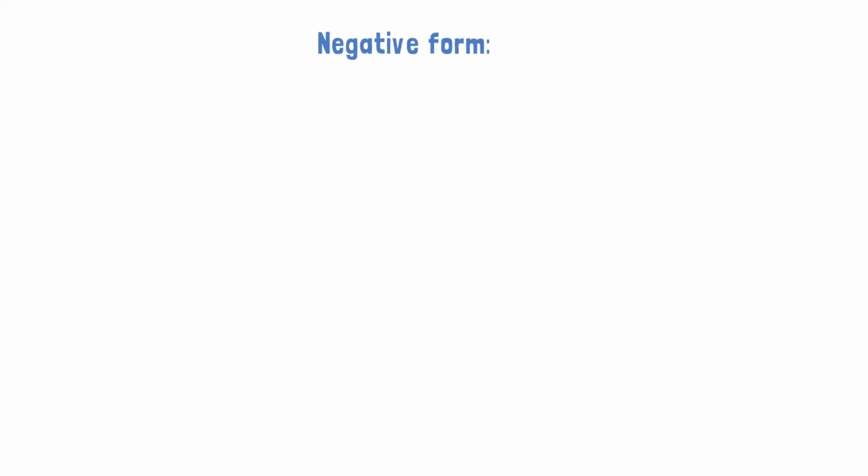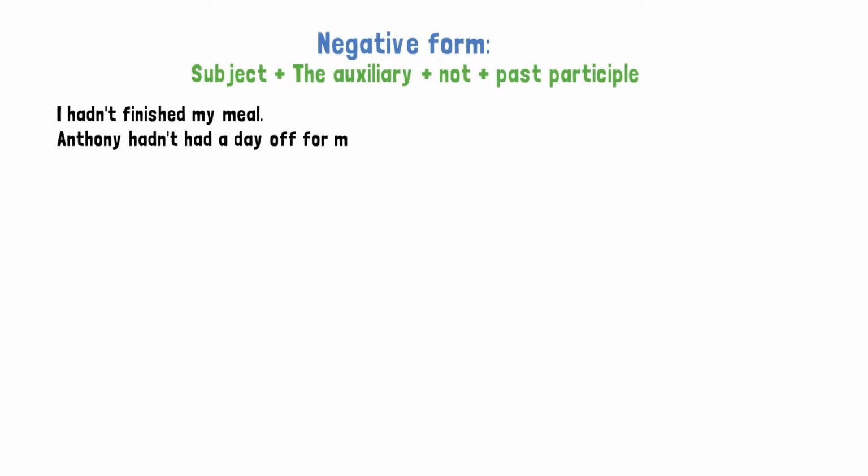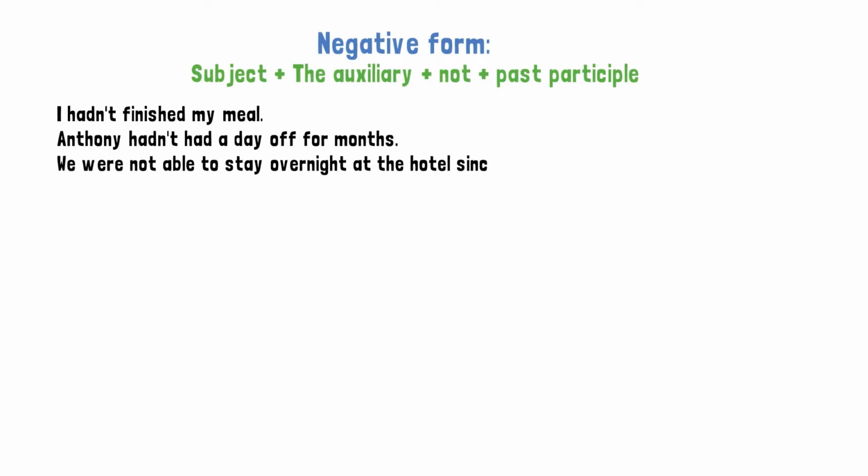For negative sentences we insert not between the auxiliary verb and the main verb. For example, I hadn't finished my meal. Anthony hadn't had a day off for months. We were not able to stay overnight at the hotel since we had not reserved a room in advance.